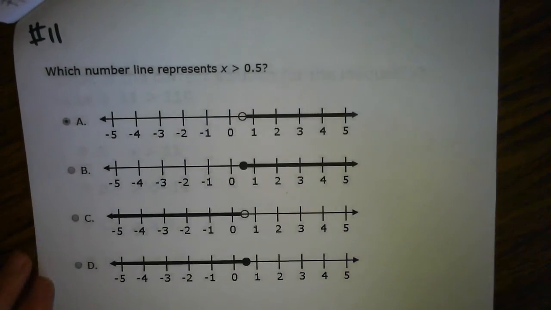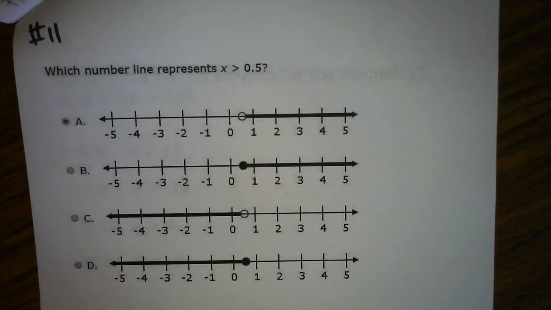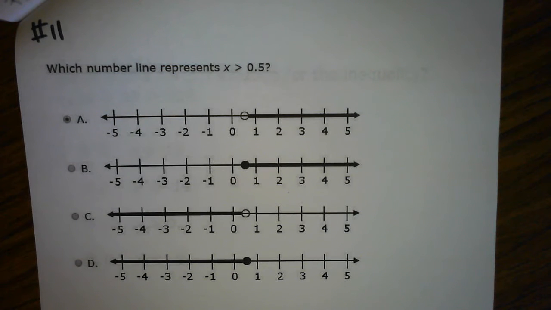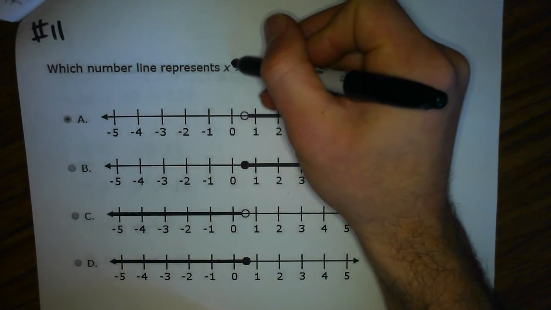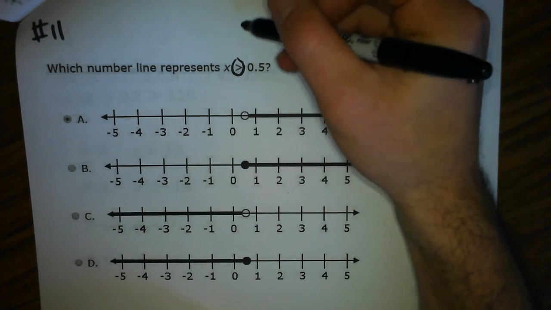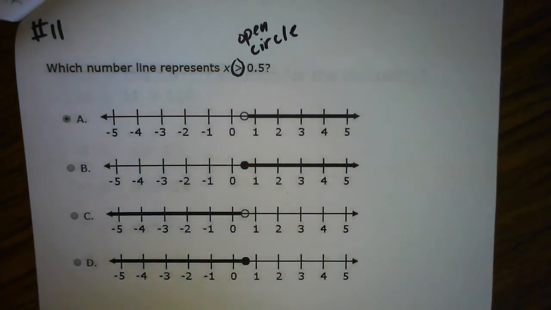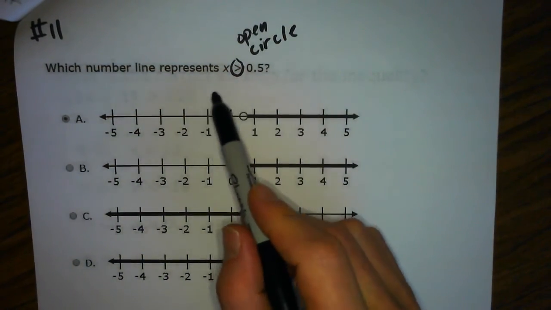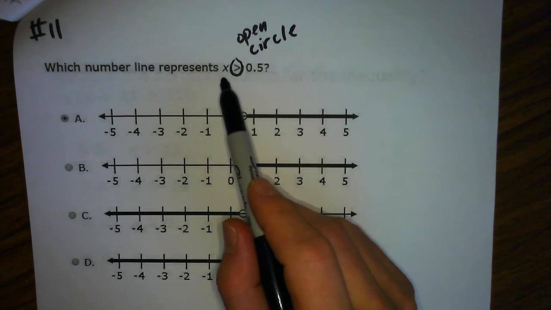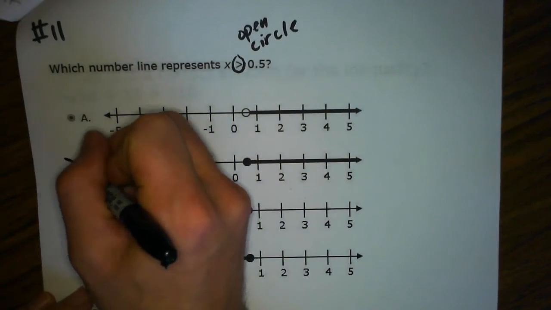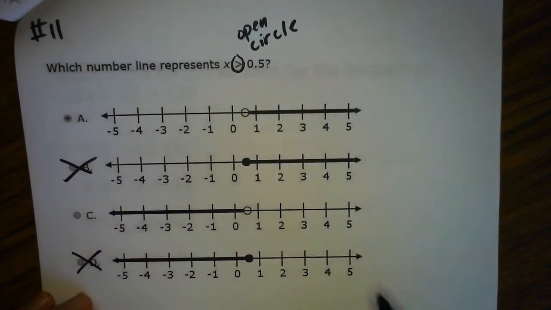Alright, number 11. Now you're given 4 different line graphs, and you have to match the statement with the graph. So the statement says x is greater than 0.5. So automatically, since it's a greater than symbol, I know that the circle will be open. Open circle. Okay, because whatever the answer is, x, cannot include 0.5 because it's some number that's greater than 0.5. So automatically, since I know it's open circle, I can rule out B. I can rule out D because those have closed circles.